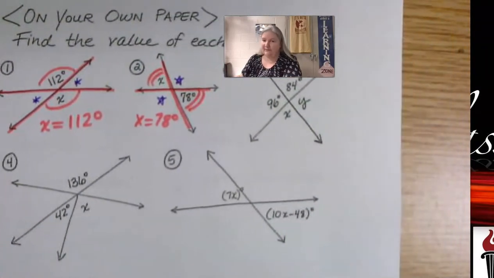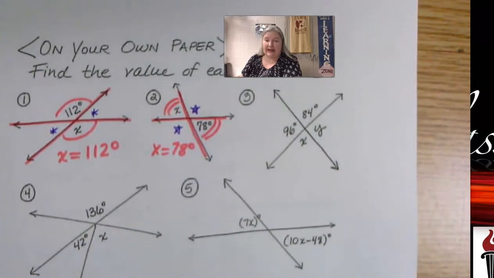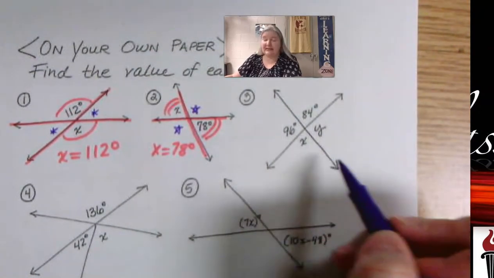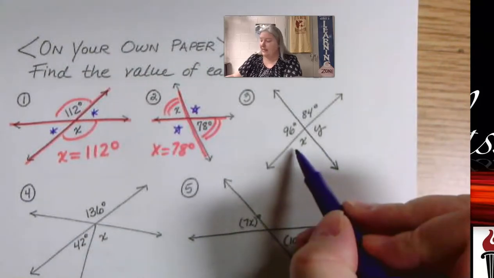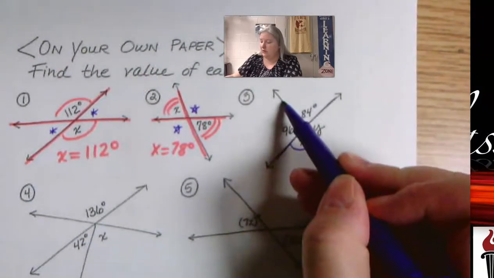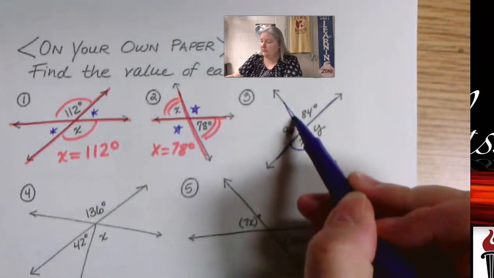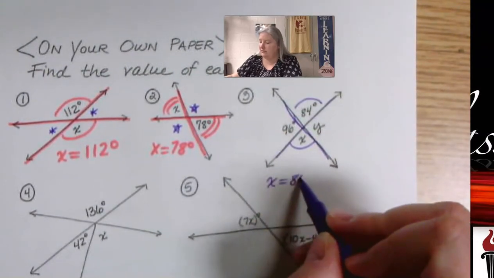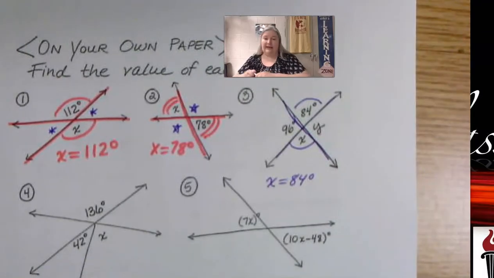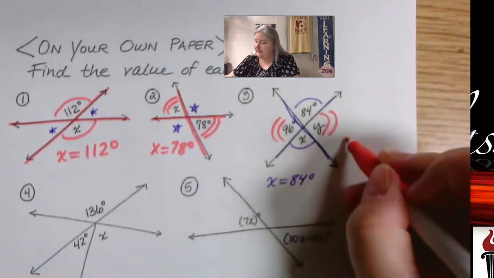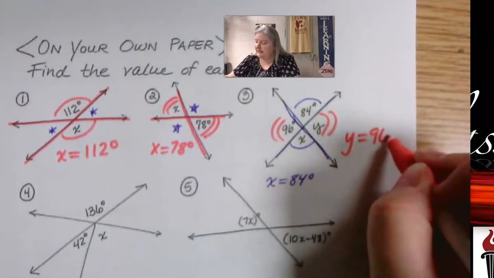All right, here we have more than just what we need labeled on this one. So on this one, we basically need to take it one at a time. The X is a vertical angle with the 84. So these two would be the same, so X is 84. And the Y is a vertical angle with the 96, so Y is 96.